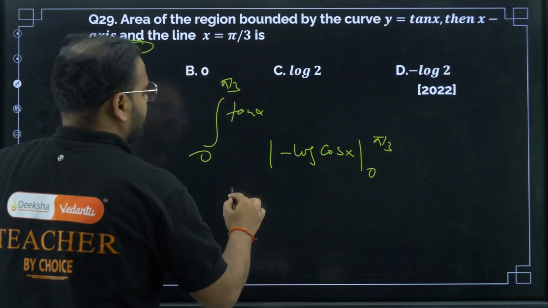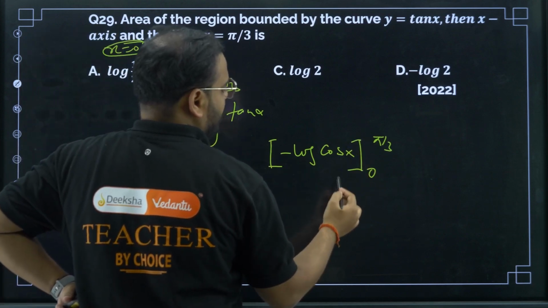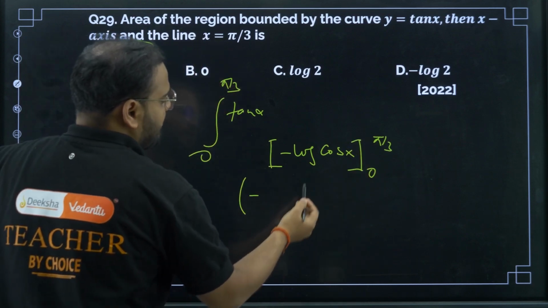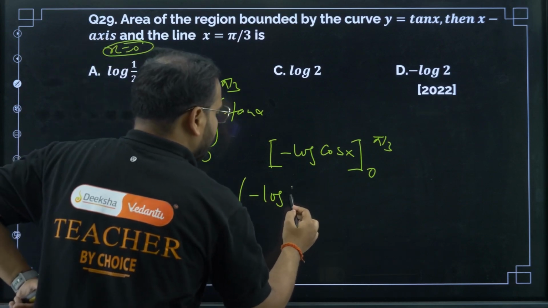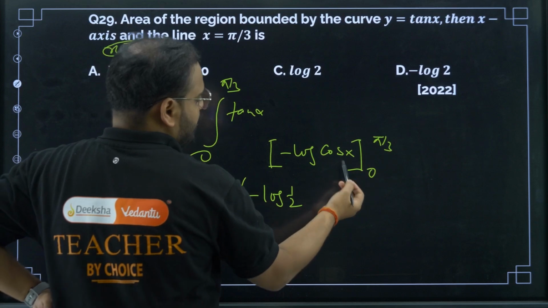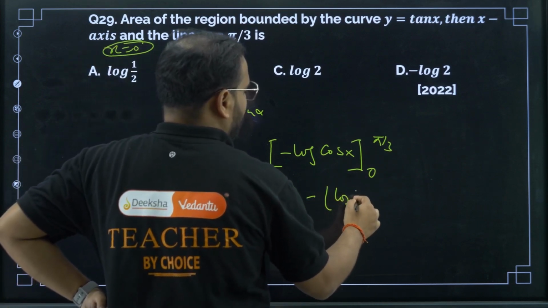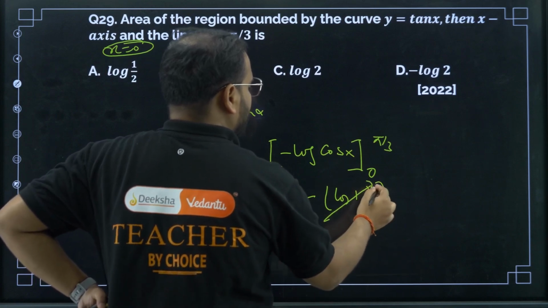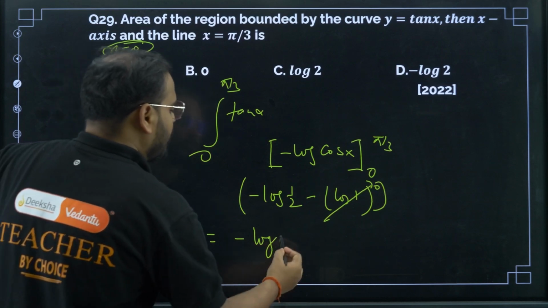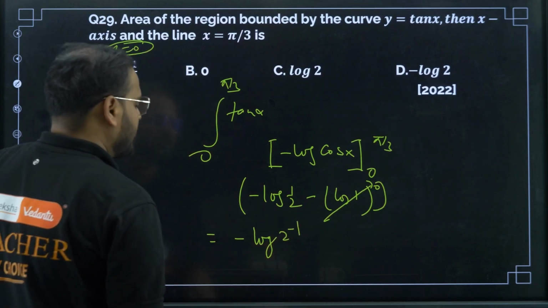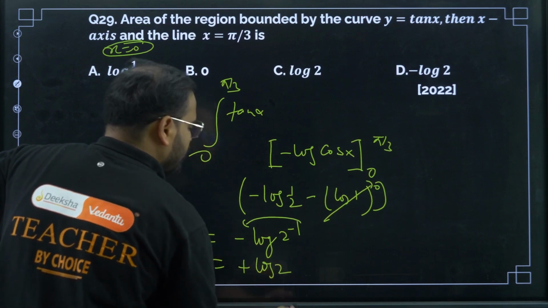If you put the limits, what are you going to get? Minus log of cos of pi by 3, which is cos 60 degrees. Cos 60 is 1 by 2. For 0, cos 0 is 1, so for the lower limit, minus log 1 is 0 anyway. So this whole thing is 0. I'm getting minus log of 1 by 2, which I can write as 2 power minus 1. I can take this minus 1 outside, and it will become plus log 2.